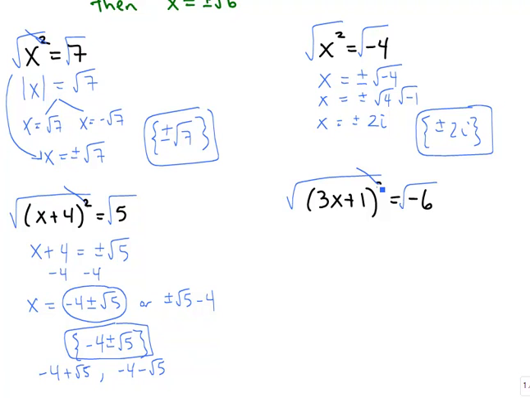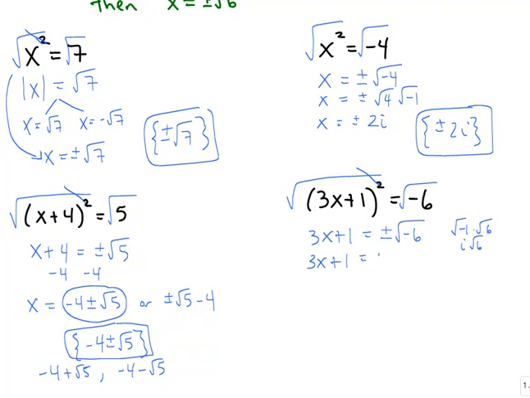The square root and the square cancel out, giving you 3x plus 1, but you automatically get a plus or minus on the right hand side, and here we get square root of negative 6. Now the square root of 6 does not reduce, but the negative under the radical does become an i. So this is like square root of negative 1 times square root of 6, which is an i square root of 6.